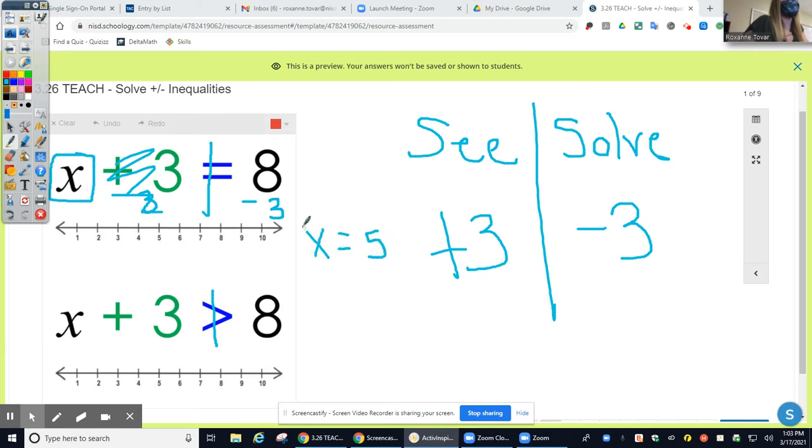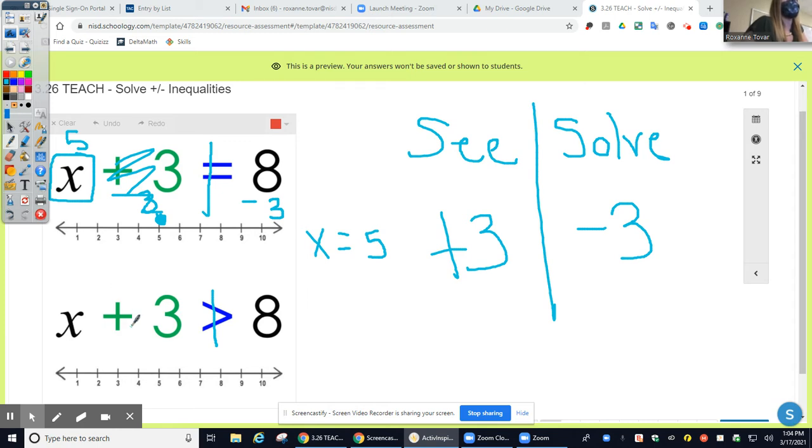And when we graph that, we're going to put a closed circle over 5 because here x can only be 5. 5 plus 3 is 8. And that's the only thing that makes x true. With an inequality, you have several things that make x true.